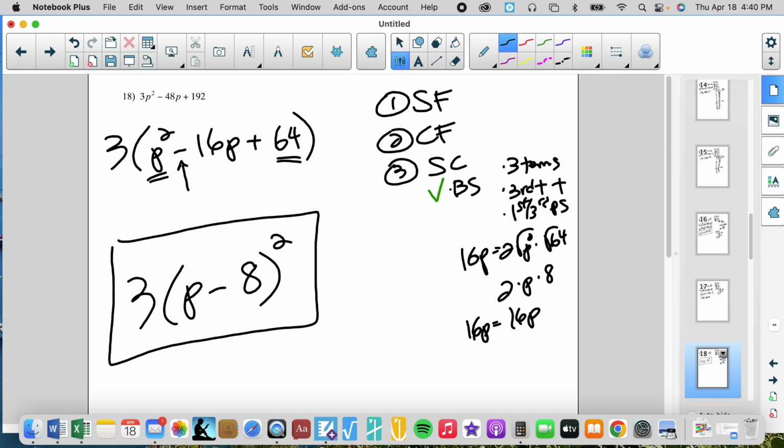That would be my answer. I would not write p minus 8 times p minus 8. I would write it as the quantity of p minus 8 squared. Nice.